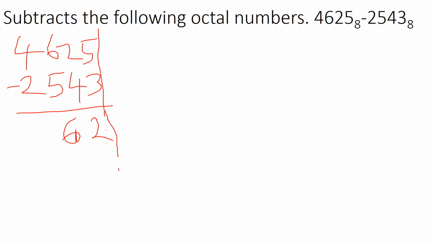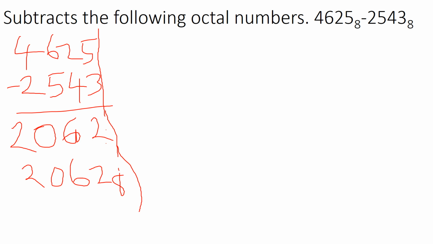And then we were left here with 5. Then we have 5 minus 5, here is a 0. And then 4 minus 2, here is 2. So the answer to this is 2, 0, 6, 2 base 8. So that is how we can subtract this.